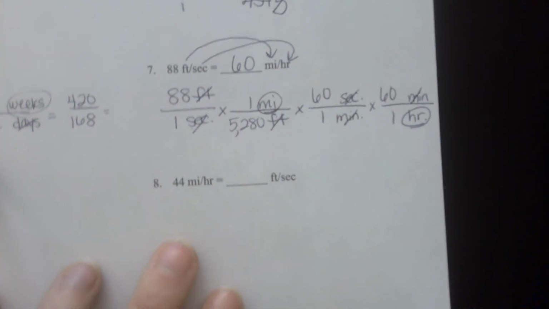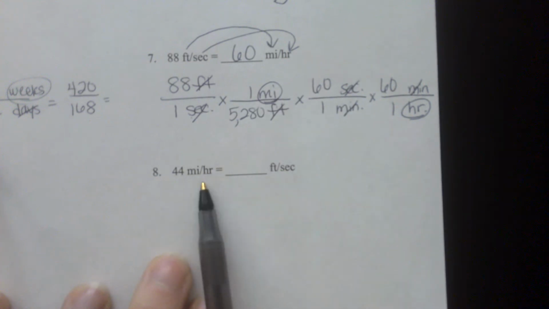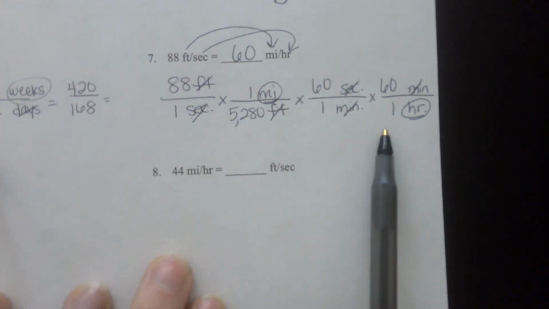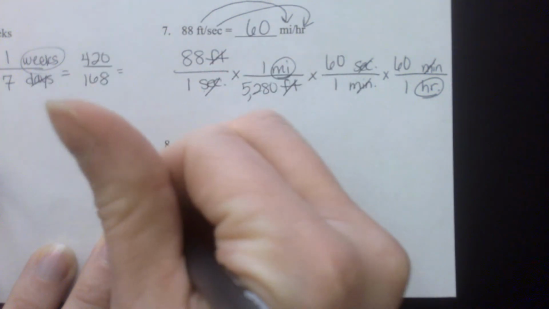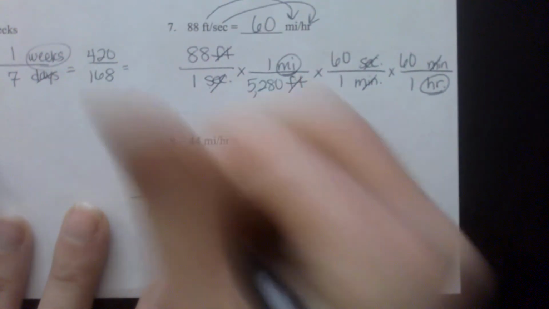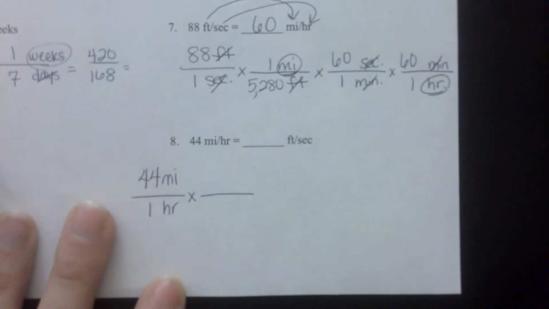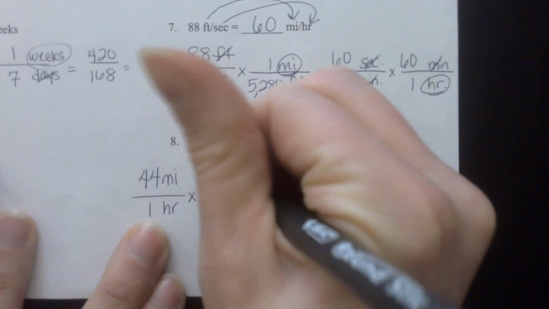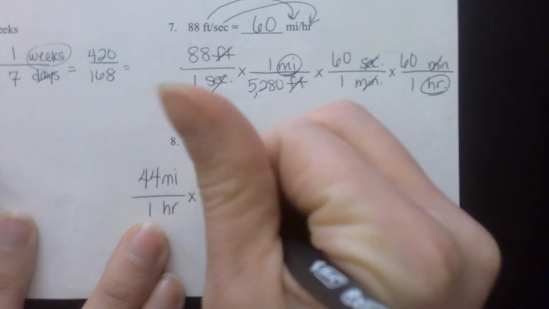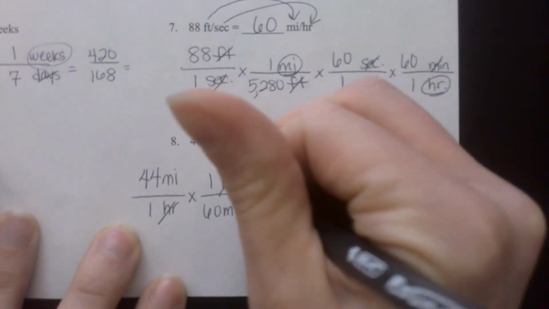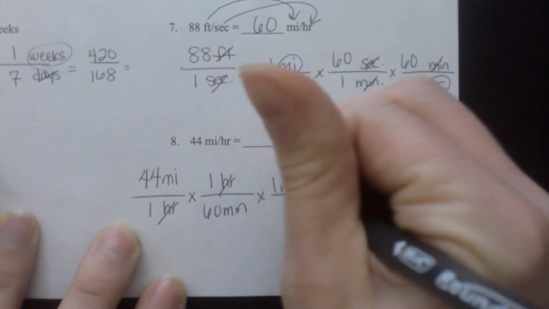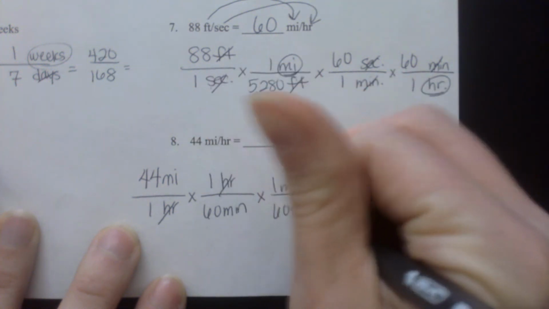All right, and last one is actually just going opposite. We're going from miles per hour to feet per second, so you're going to do everything in reverse. So 44 miles per 1 hour. I'm going to deal with time first. I'm going to take 1 hour and put that into minutes, 60 minutes. Hour cancels.